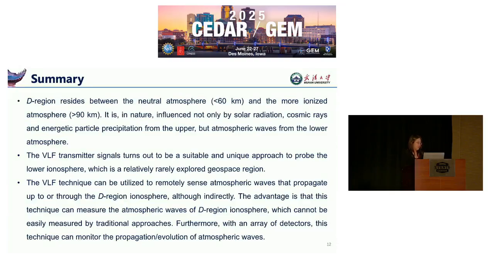The D region is a very special region. It can be influenced not only by the solar radiation, cosmic rays, and particle precipitation from the upper region, but the atmospheric waves from the lower atmosphere can also affect the status of the D region. And the very low frequency transmitter signals are a very suitable and unique way to probe this region.